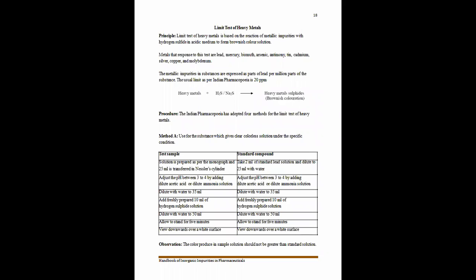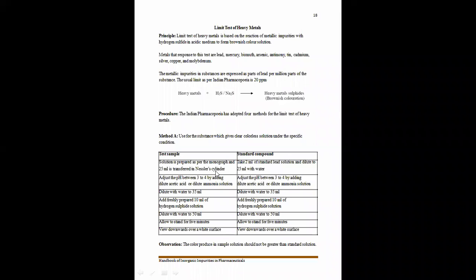That is method A. Now, what is the meaning of method A? Method A is used for substances which give a clear colorless solution under specific conditions. Now, what procedure are we going to follow for the determination of heavy metal impurity by method A? The solution is prepared as per the procedure specified in the monograph.